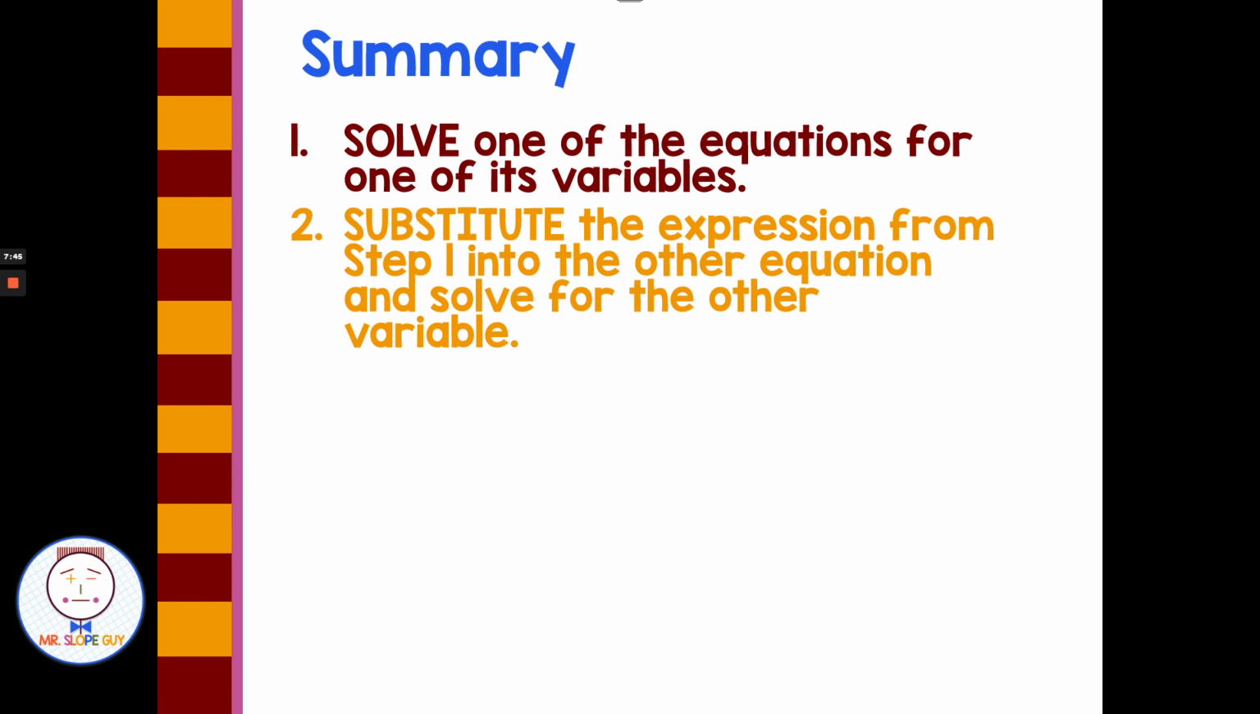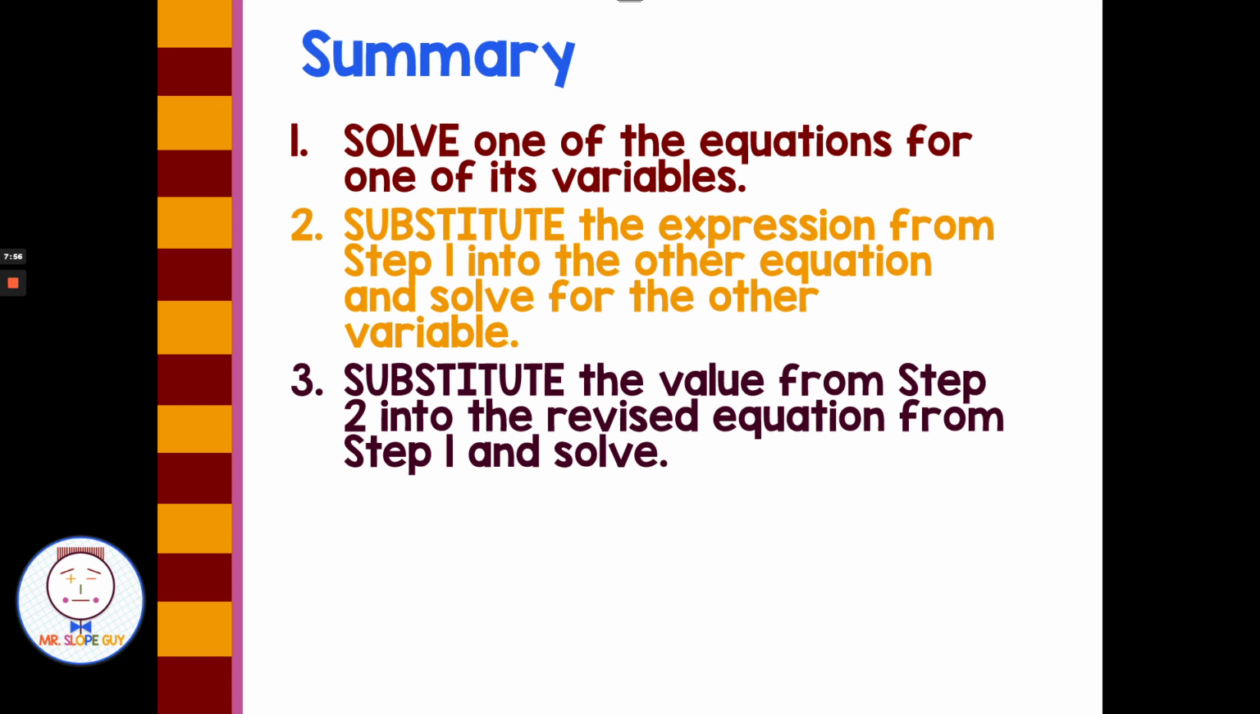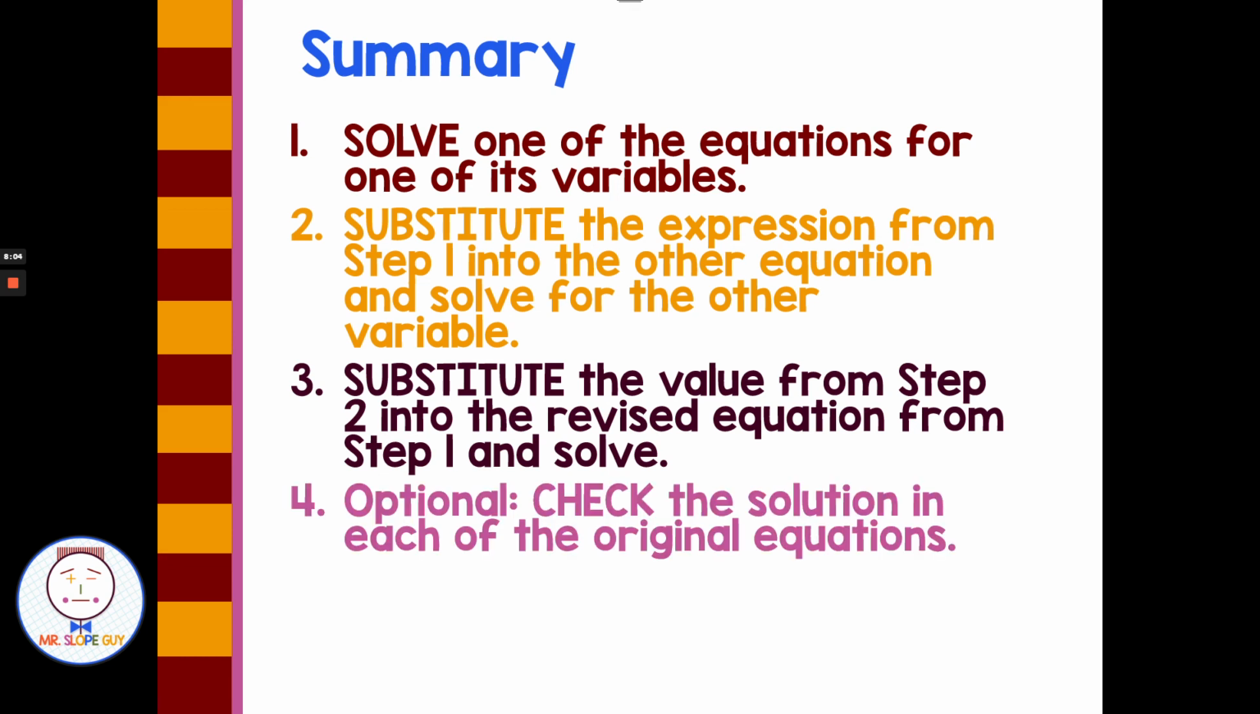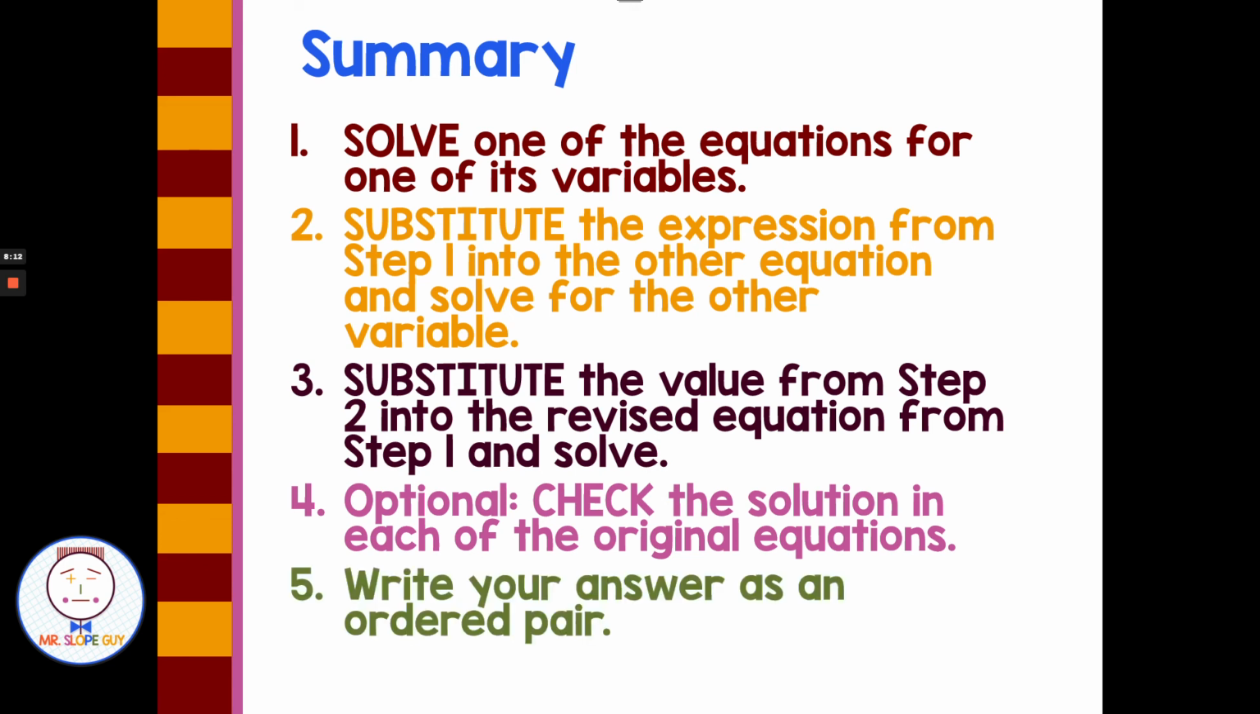variable. So once we have one of the equations solved for a variable, we can take that and substitute into the other equation to create our equation with a single variable. Then we can substitute the value from step 2 into the revised equation from step 1 and solve. And we can check our solutions to make sure they work in the original equations. And we always want to write our answers as ordered pairs. And let's say we have variables that are not x and y. Say they're m and n or c and d. They're still just going to be alphabetical so that you can keep your variables straight that way.